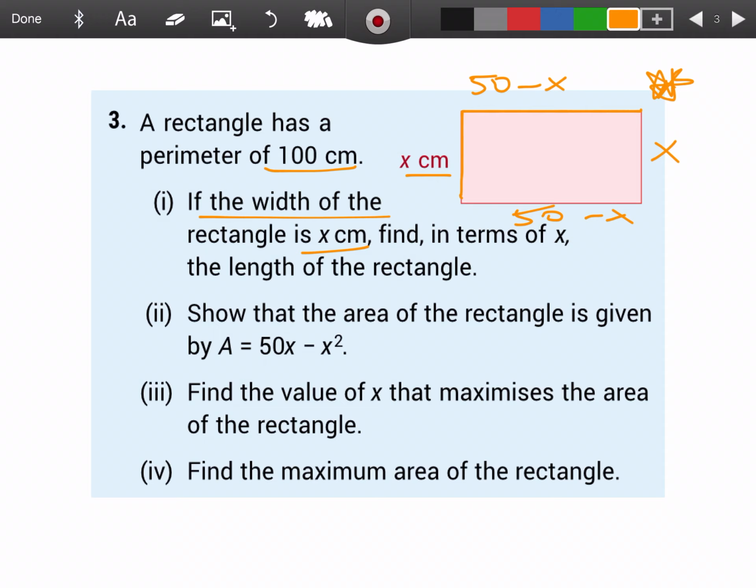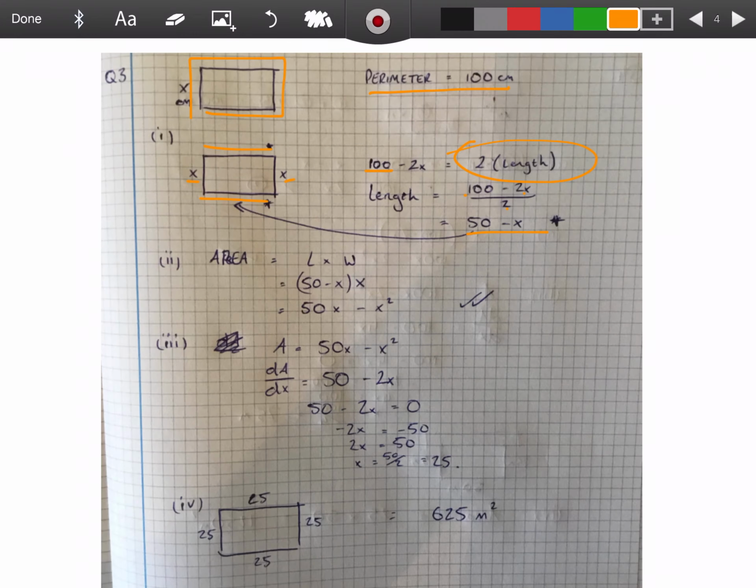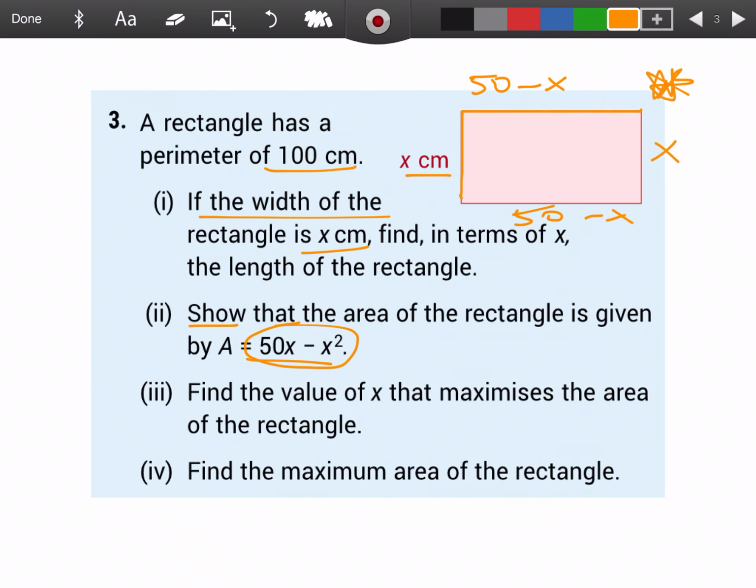Part 2 is giving you the answer. Show that the area of the rectangle is given by this value. So I want to make up a formula, multiply it out to get my area of the rectangle, and I want it to be equal to that. If I don't get that, I've made a mistake. I've got my length and my width now. I know that the width is x. I know that my length is 50 minus x, like we got in the previous part. So I'll just multiply those two together. x by 50 gives me 50x, x by minus x gives me minus x squared. And that's what was given to me in the question. Hence why I got my 2 ticks there. I'm very happy because it told me what the answer was going to be and I've worked it out.